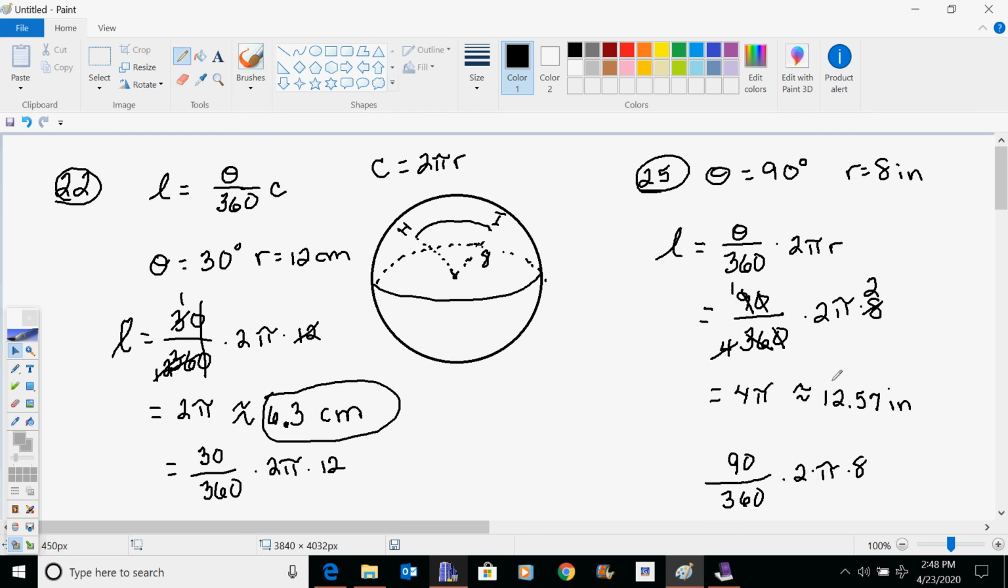So we've got 12.57 inches, and that's your calculation on that.